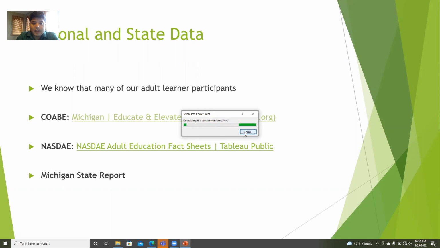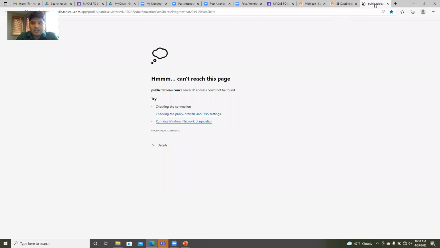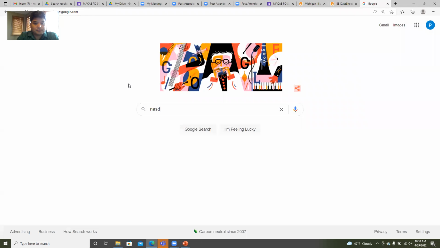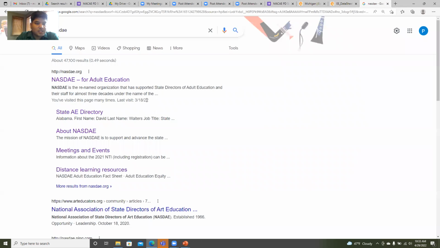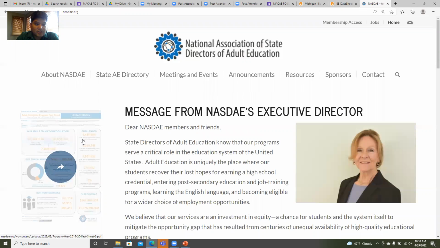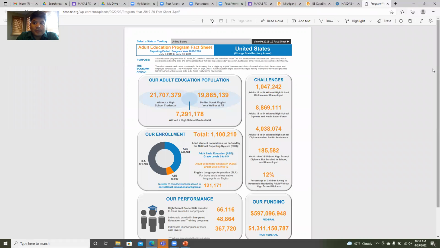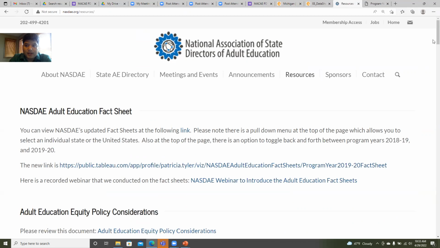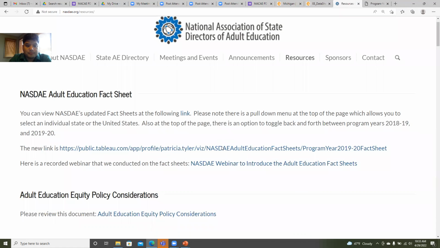I also want to show you, if I can open this, if it will show, maybe it won't. Let me see here. The National Adult Education State Directors Association also has different fact sheets. This one in particular, and if you give me a second, my link is not working. So if I can't find it, here we go.